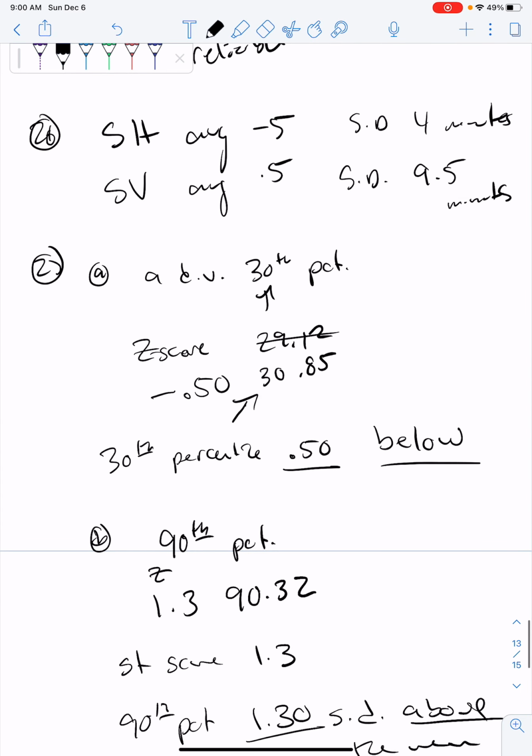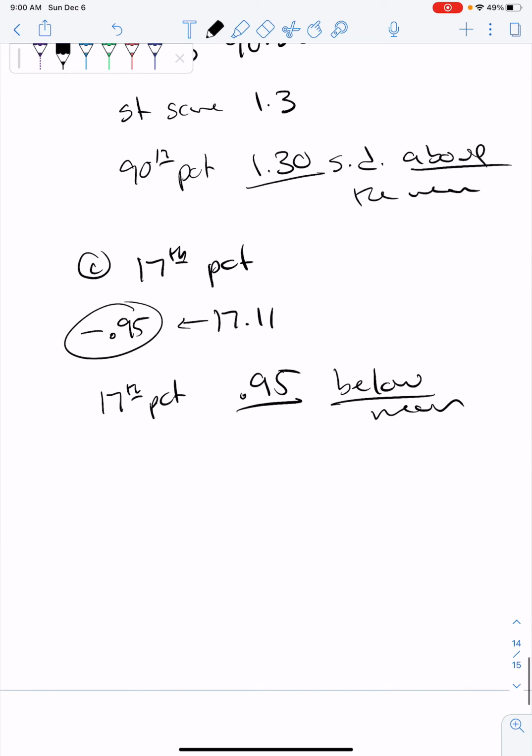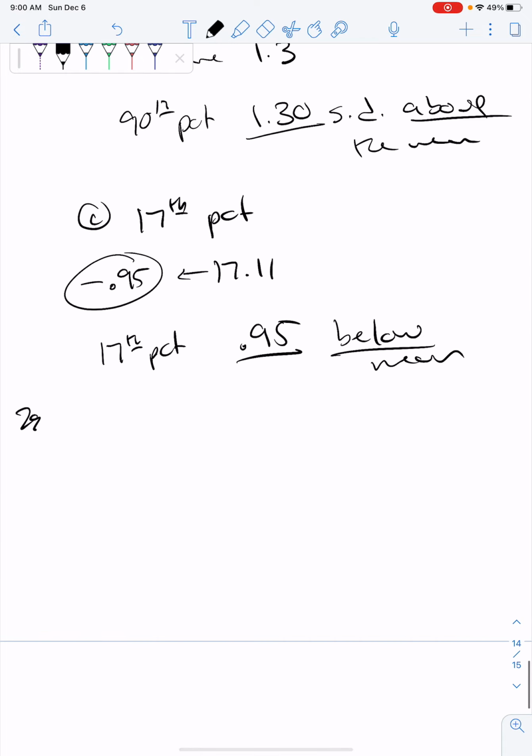Let's see. So that was number 27. Number 28 is exactly the same thing, and I'm not going to go through all of those again. So if you're on number 28 and you have questions, go back up to number 27 because they're the exact same problem. All right? Okay, number 29.